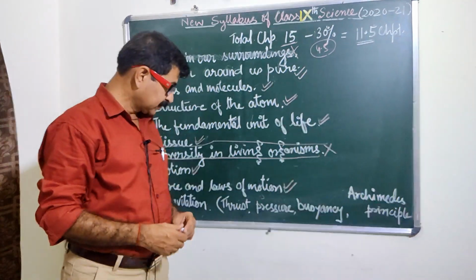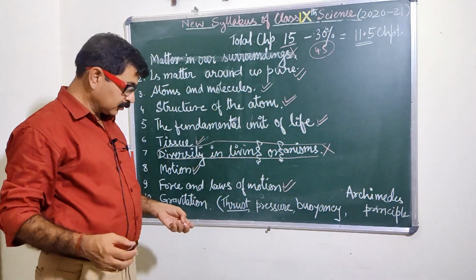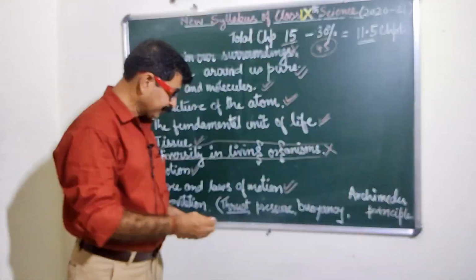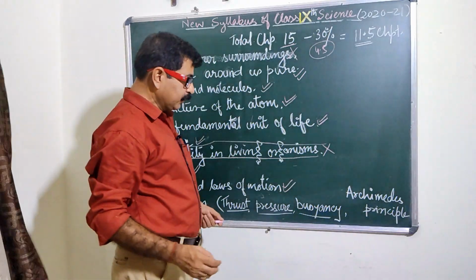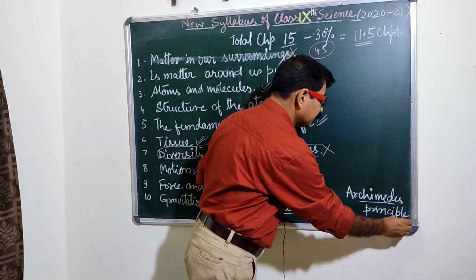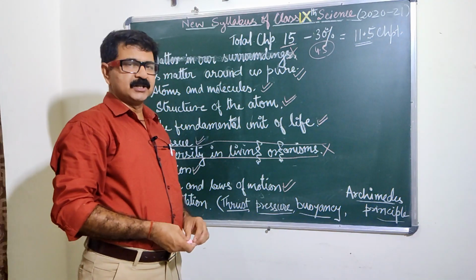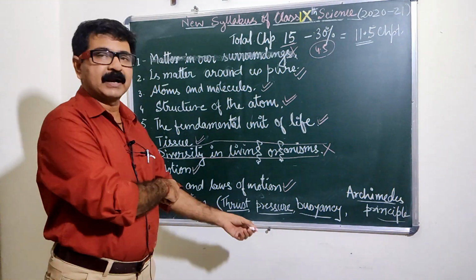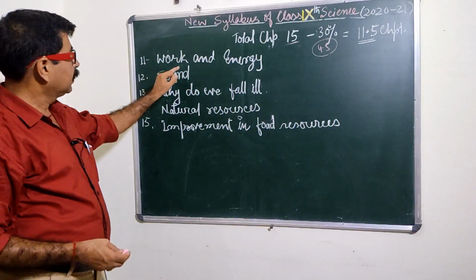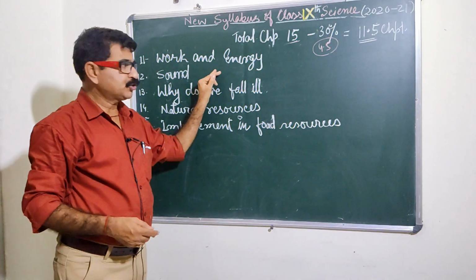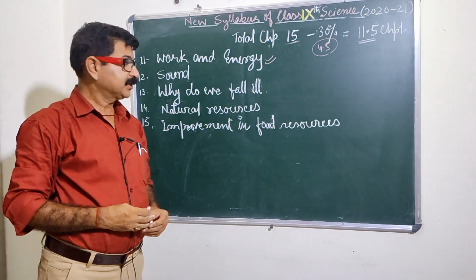Which part has been reduced? That is thrust. We are not going to discuss that presently. Pressure has been reduced. Buoyancy, this topic has been reduced, and Archimedes' principle. So these 4 topics, thrust, pressure, buoyancy, and Archimedes' principle, are reduced from the chapter Gravitation. Our 11th chapter is Work and Energy. There is no change in this chapter, and it's a very important chapter. That's why there is no change in this chapter.